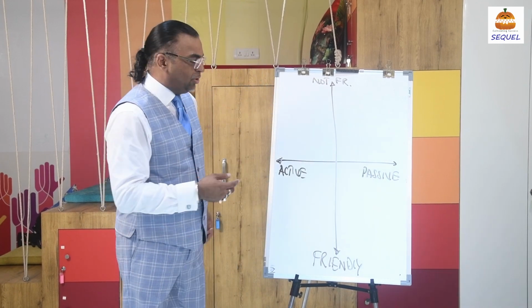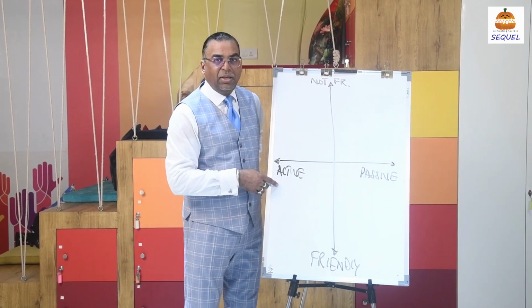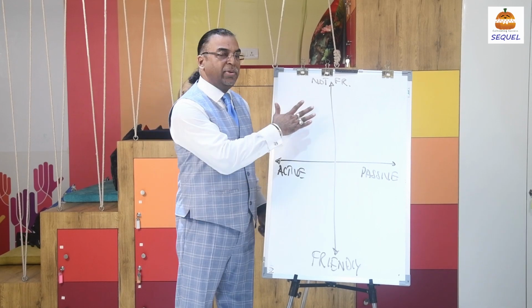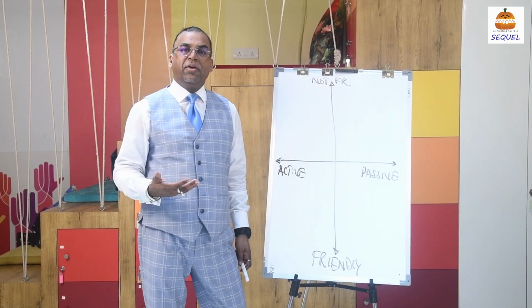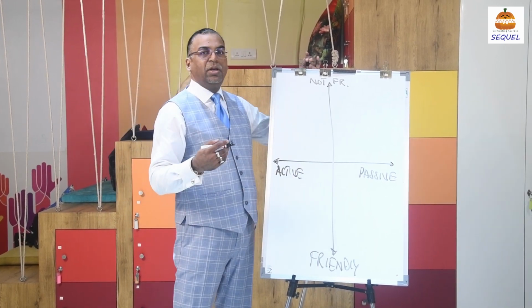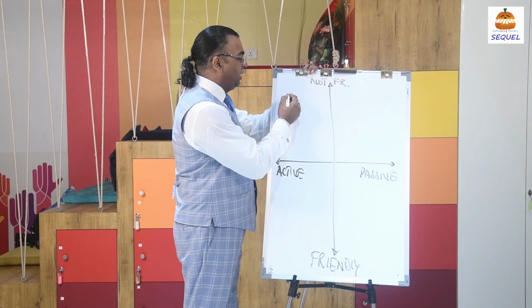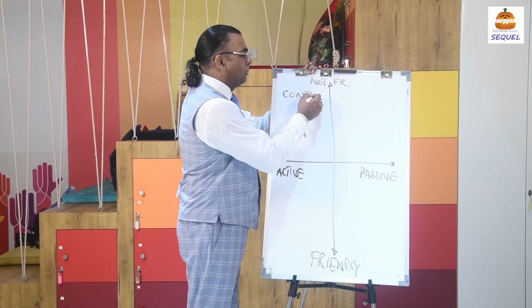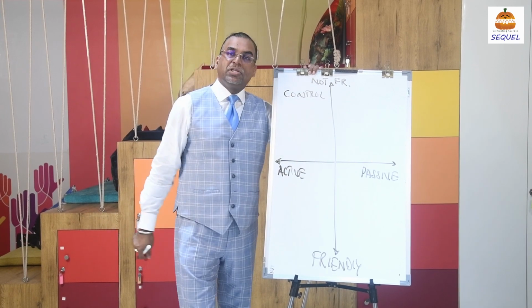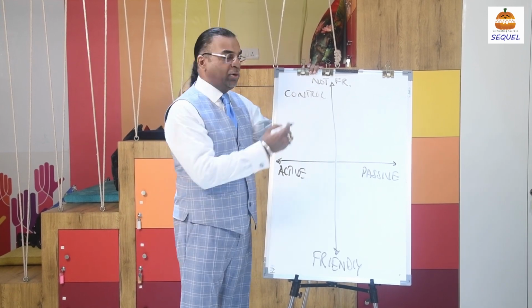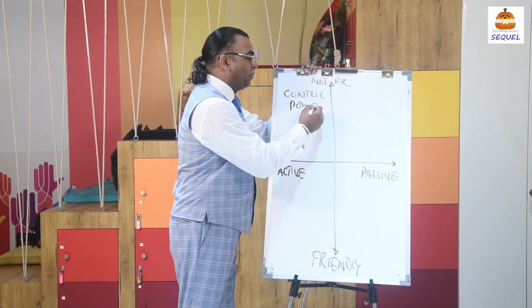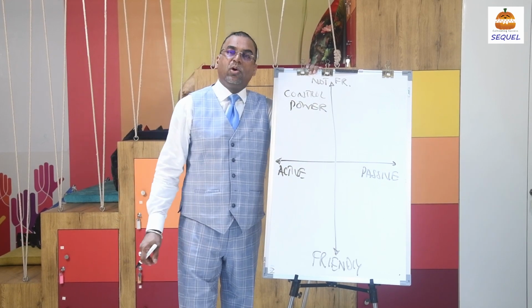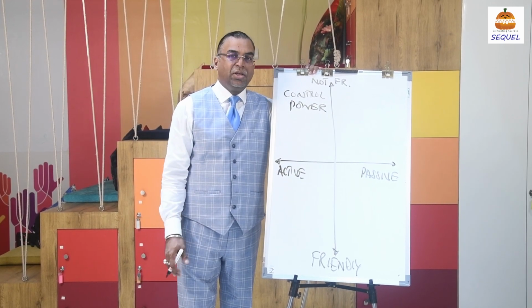Now, in this scenario, I'm actively involved in the event and I'm also not friendly. So I'm in this quadrant. Now, what kind of behavior am I projecting at that point of time? I'm trying to tell the others that I can control the situation, I can show my power, or maybe I may also want to dominate the other person. Now, this is one scenario.